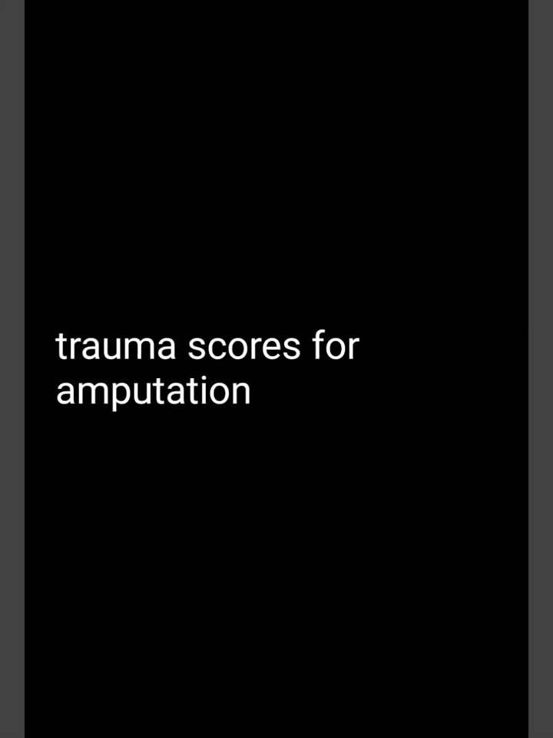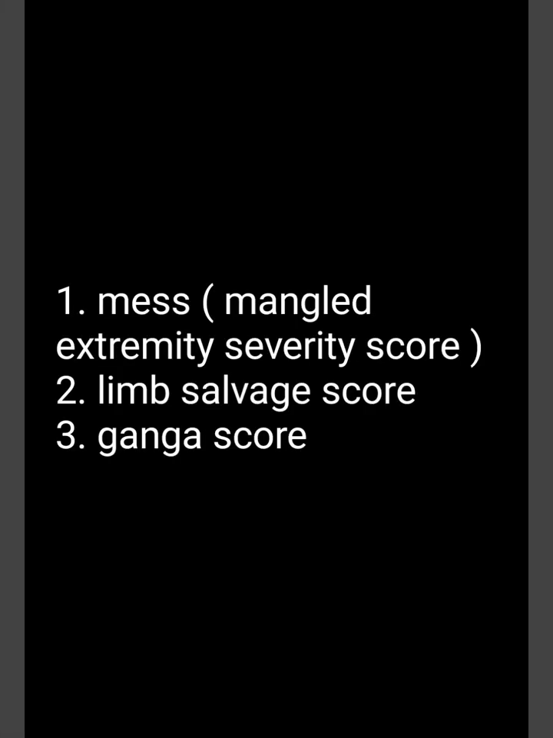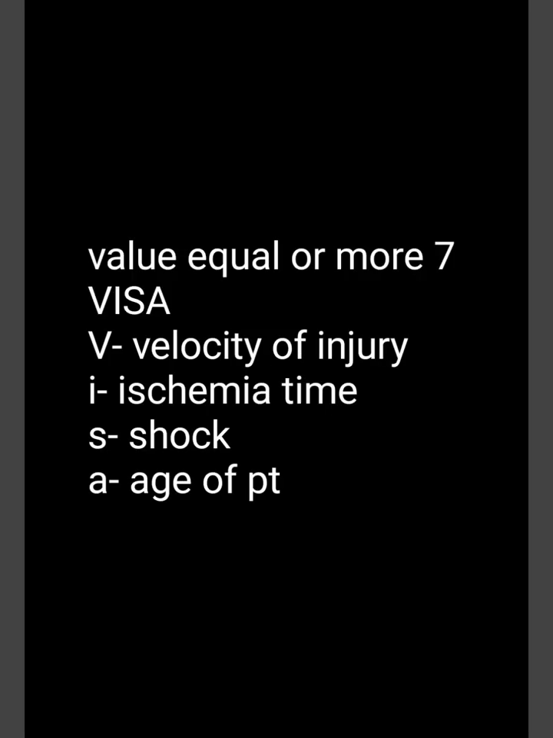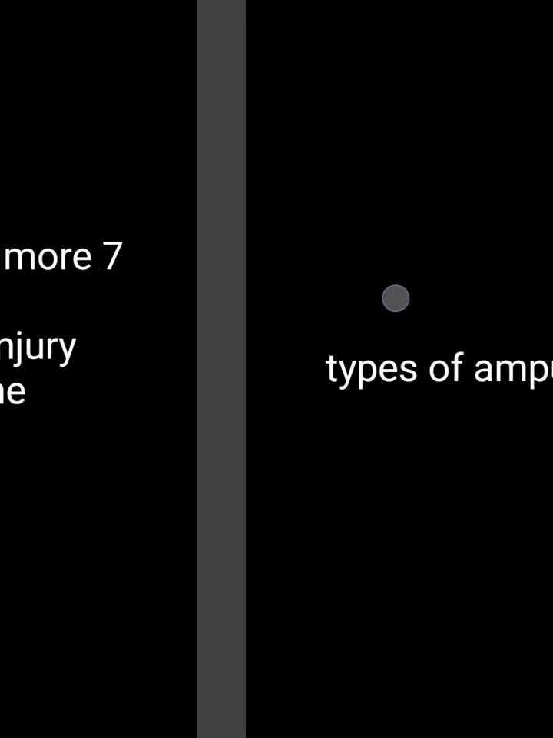Trauma scores for amputation. 1. MESS, mangled extremity severity score. 2. Limb salvage score. 3. Ganga score. MESS criteria and cutoff value: value equal to or more than 7. VISA: V velocity of injury, I ischemia time, S shock, A age of patient.